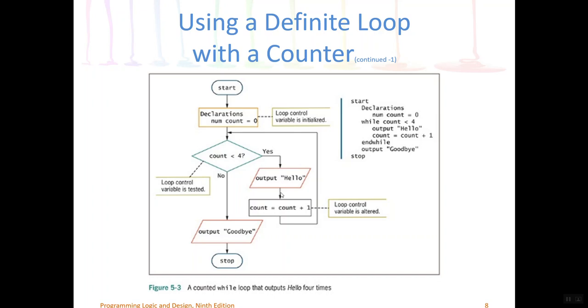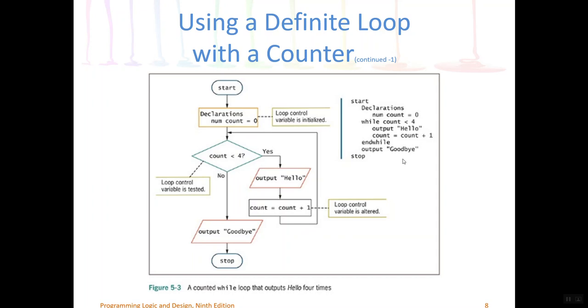The last time through, when count is 3, we output hello. We update count to count plus 1 one last time. Count becomes 4. And when we loop back around, the test for 4 less than 4 fails, meaning that our loop will now terminate. And finally, we have one final output that indicates goodbye.